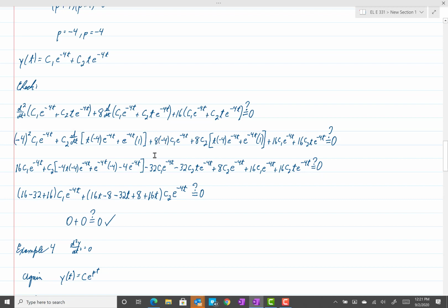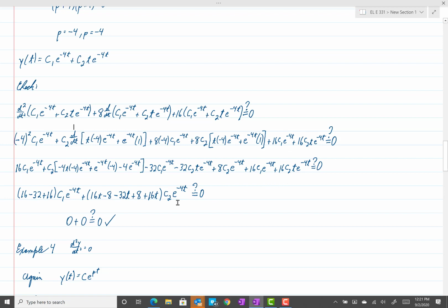Then we have 8 times negative 4, so that's negative 32 c1 e to the minus 4t. And here we would have 8c2 times minus 4t e to the minus 4t to give us this term here. And then 8c2 e to the minus 4t, and then we bring down the last two terms.